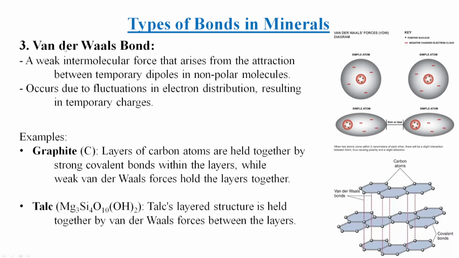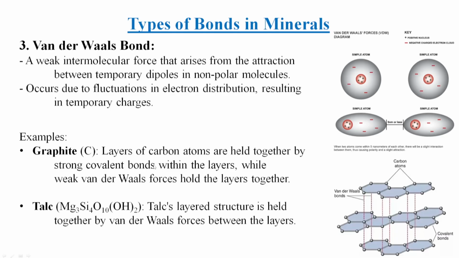Then you also have the van der Waals bond, which is a relatively weaker bond, but still it is essential to develop minerals like graphite and talc. It is a weak intermolecular force that arises from the attraction between temporary dipoles, as you can see here, in non-polar molecules. It occurs due to fluctuations of electron distribution, resulting in temporary charges when the distance between these atoms is relatively small. It is a kind of bond that gets generated when you are in proximity to another atom. In the case of graphite, the layers of carbon atoms are held together by strong covalent bonds, but between the layers they are attached by van der Waals forces.